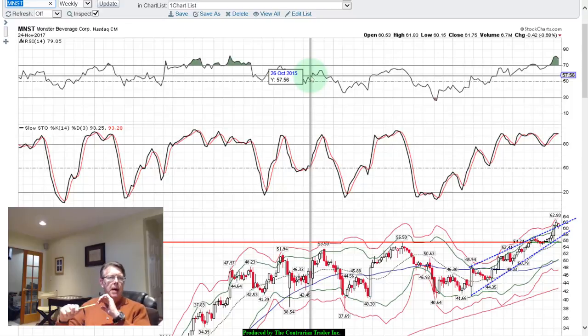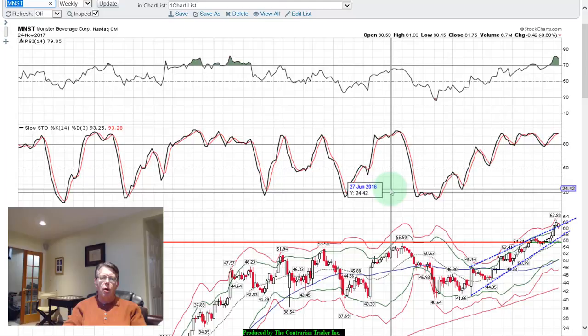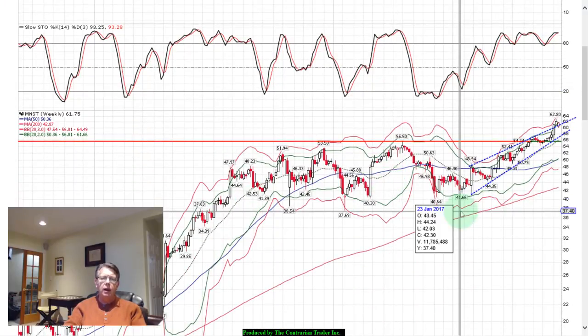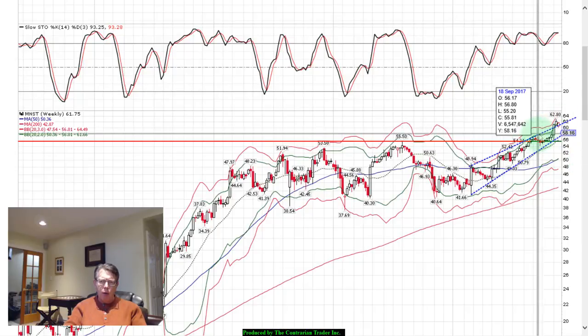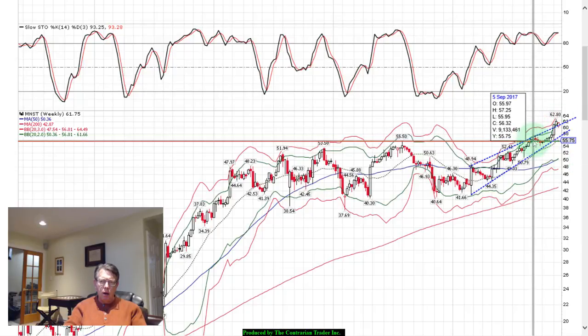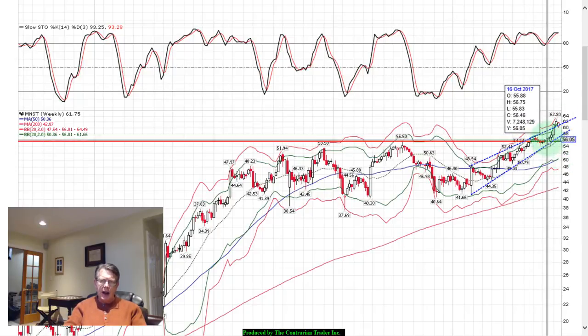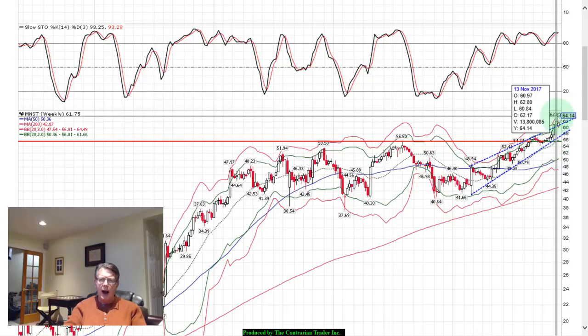Okay, the next chart up is Monster Beverage Corp, a NASDAQ stock, symbol MNST. Now, this is a weekly chart. What we're looking at here is a stock that has broken out of a multi-year consolidation. And it broke out in September, consolidated, and then swoosh higher.